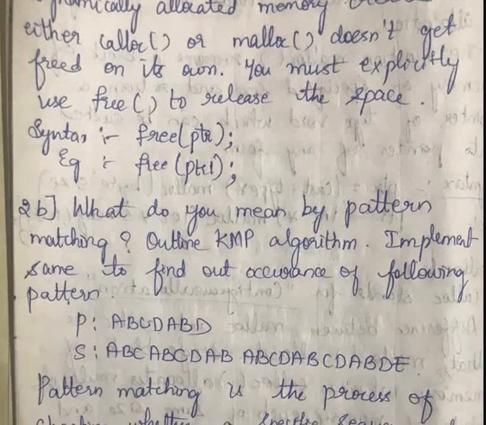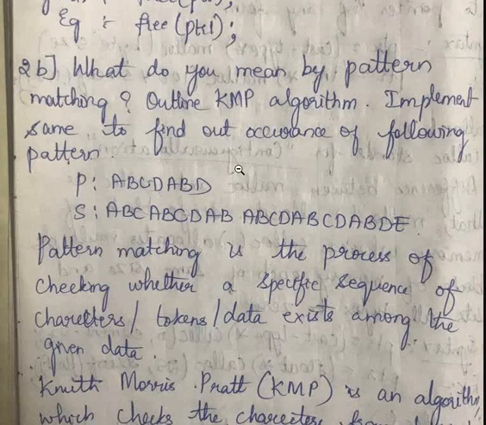So the second question, 2B, this also they have asked for 10 marks. What do you mean by pattern matching? Outline the KMP algorithm and implement the same to find the occurrence of the following pattern. So the pattern is this one, the string is this one. What we have to do is check whether this pattern is present in this long string or not. How can we do that? We'll see. This is the question.